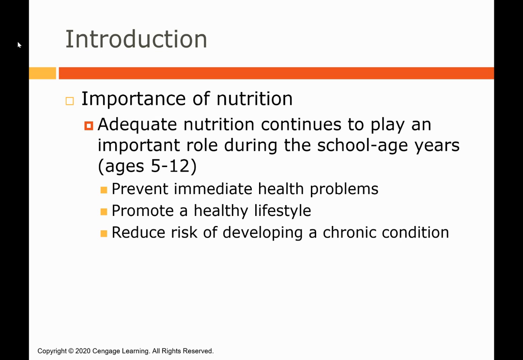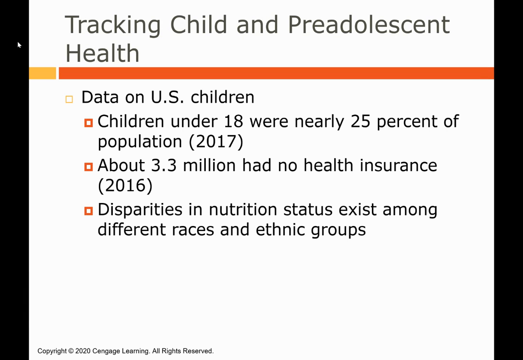We have Healthy People to lend evidence that substantiates the importance of nutrition to us. So adequate nutrition continues to play an important role during the school age years. School age years are about ages 5 to 12. Nutrition helps to prevent immediate health problems. We know it promotes a healthy lifestyle and it reduces risk of developing a chronic condition.